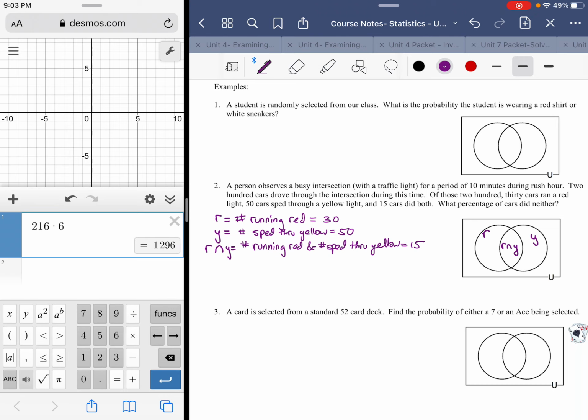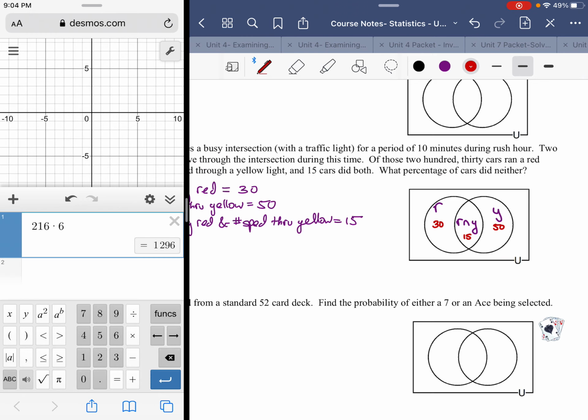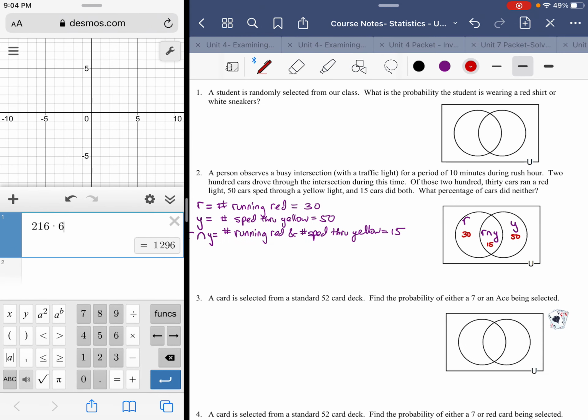All right, so they're telling us that 30 cars ran a red light. So the number of cars running a red light is 30. So I'll just kind of jot it in there. Number of cars speeding through the yellow is 50. And then 15 did both. Now the total number that we have is 200 cars. All right, so that's 200 available.